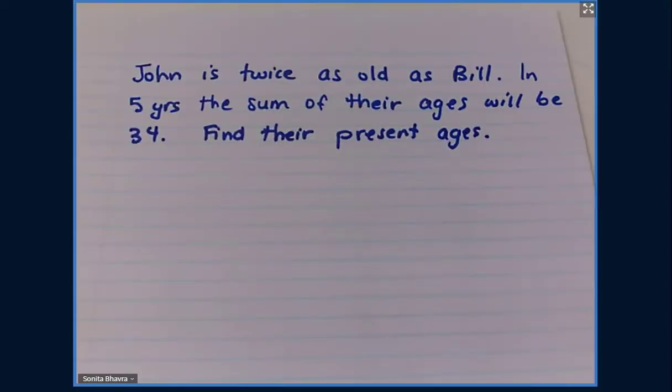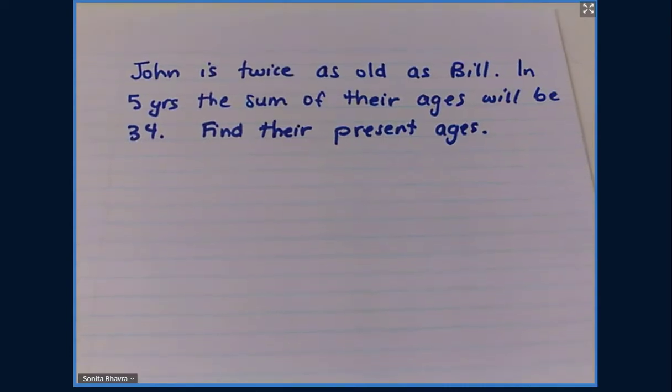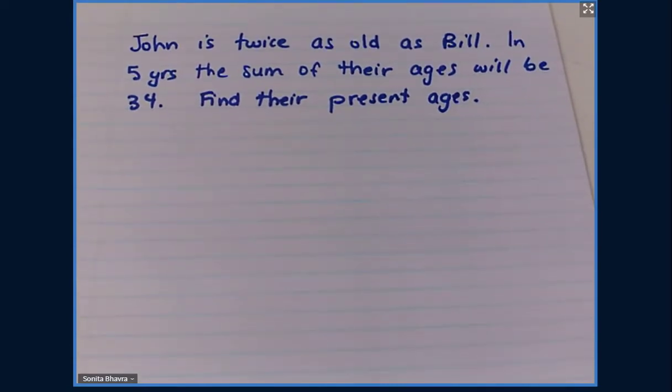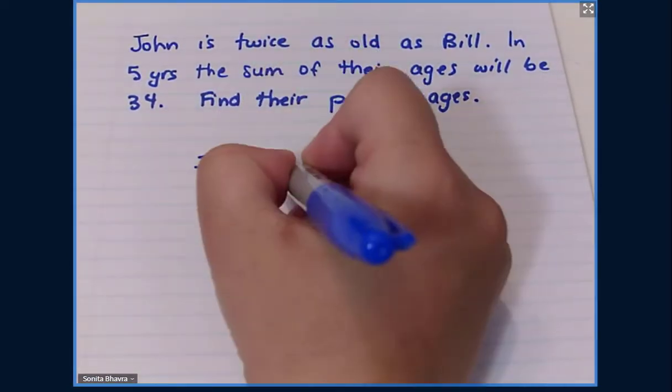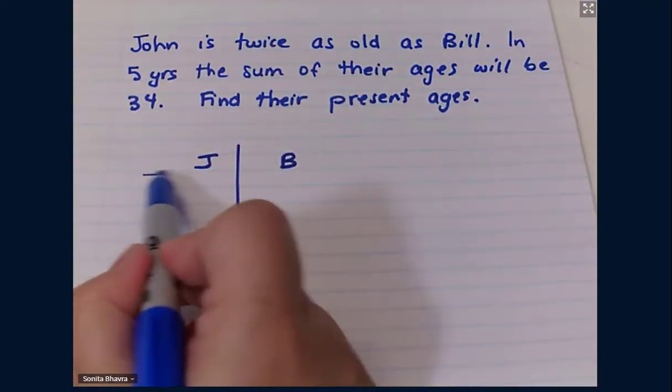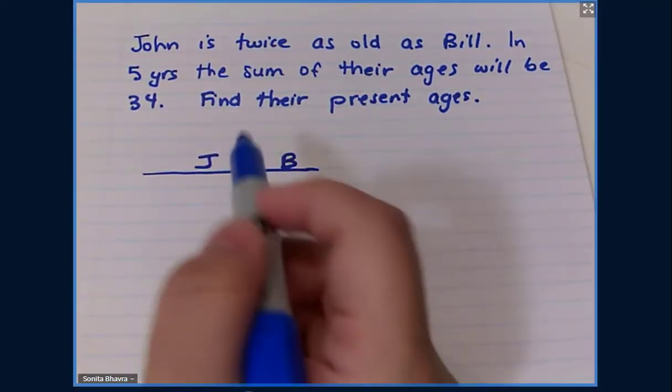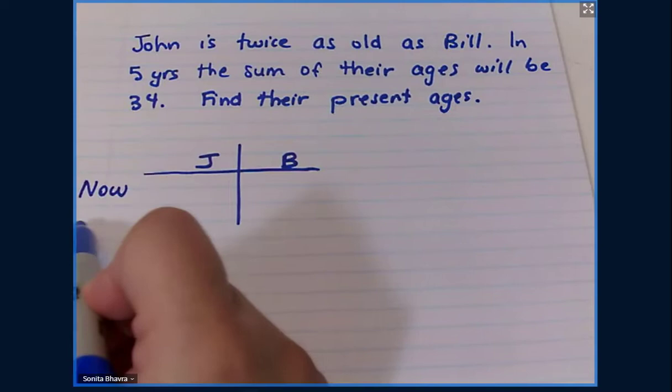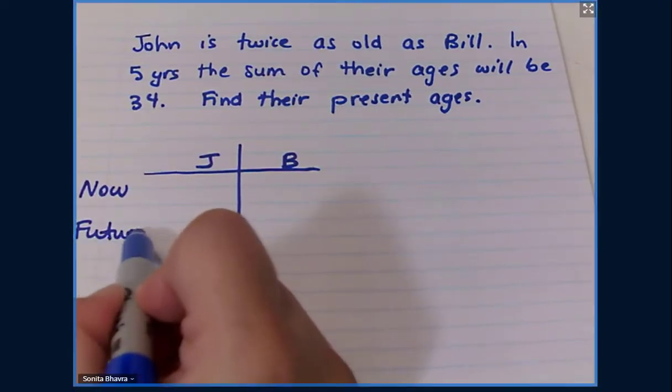All right, so our second example: John is twice as old as Bill. In 5 years, the sum of their ages will be 34. Find their present ages. So we just have to set up this as a chart again. So we have John and we have Bill. And then we have now and then in the future.